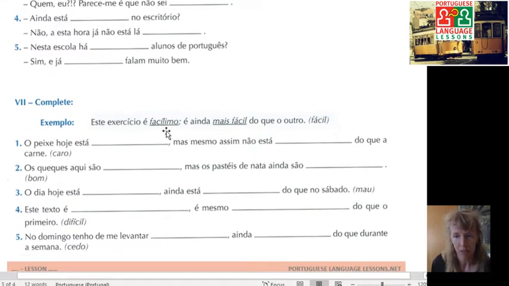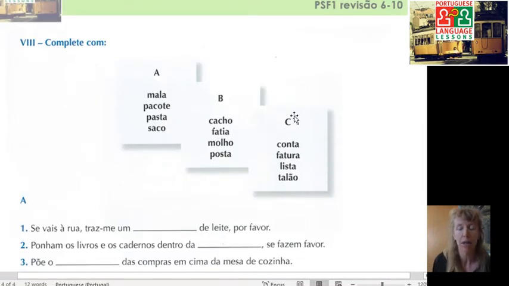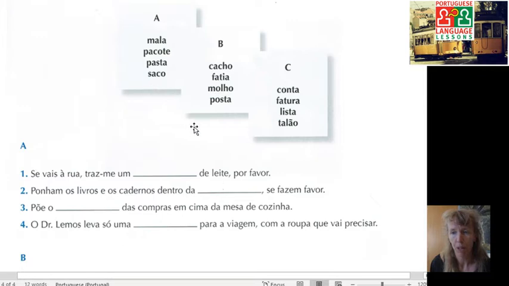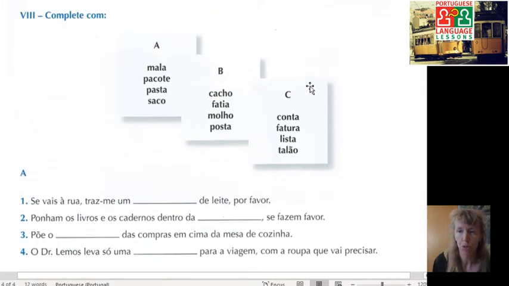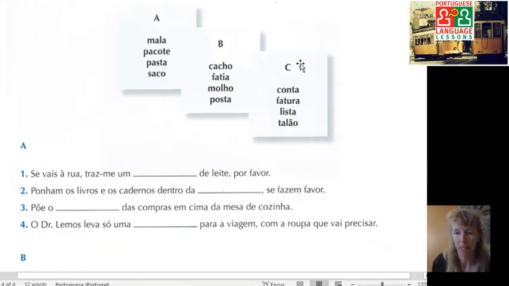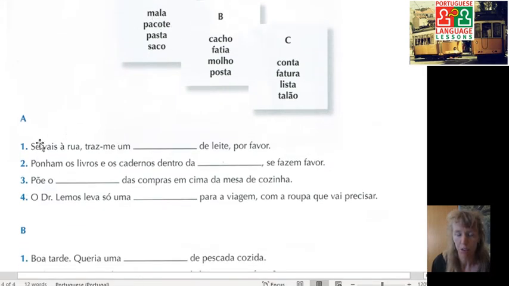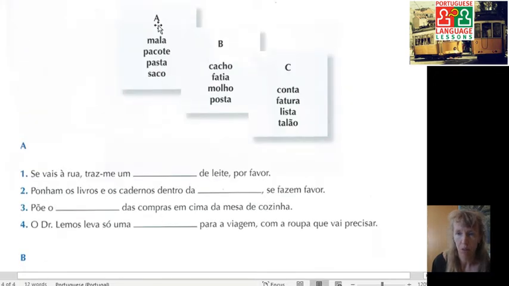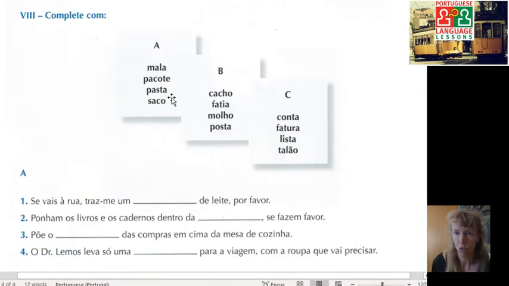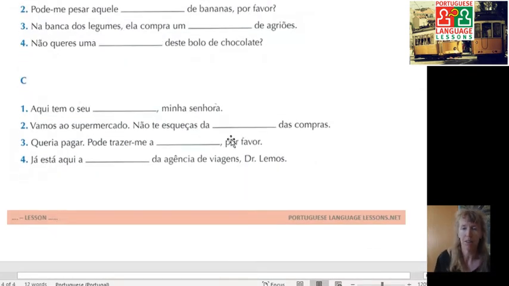Here, practice these facílimo, mais fácil, the comparativos that have come up. And here's some vocabulário. Okay, if you're not sure what the words mean, put them in the translator to check the meaning. Here we've got A, B, C, 3 groups of words. So each group refers to each group of sentences here. Okay, so the words in A go with A, B goes with B, and C goes with C. I'm not sure why they put them all at the top, but anyway, that's just how they did it.